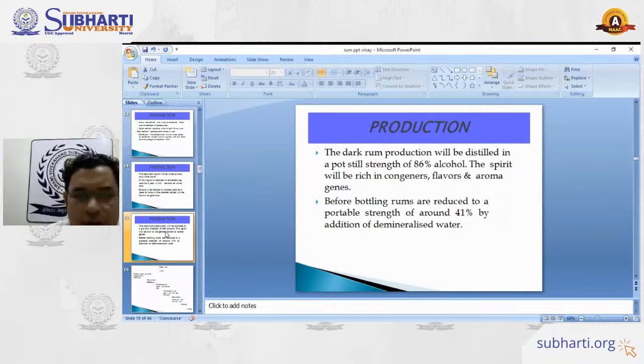Then you see how rums are produced. The dark rum production will be distilled in a pot still at a strength of 86% alcohol. The spirit will be rich in congeners, flavors and aroma. The congeners are those particles that come from the base into the spirit. Before bottling, the rums are reduced to a potable strength of around 41% by the addition of demineralized water. Demineralized water, or demi water, is water where the minerals are removed.